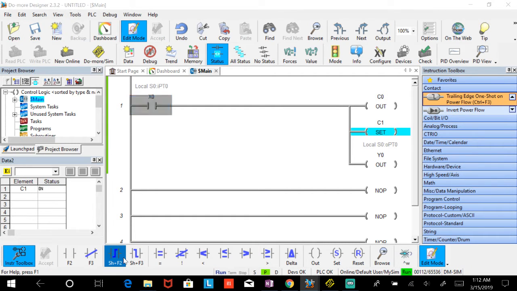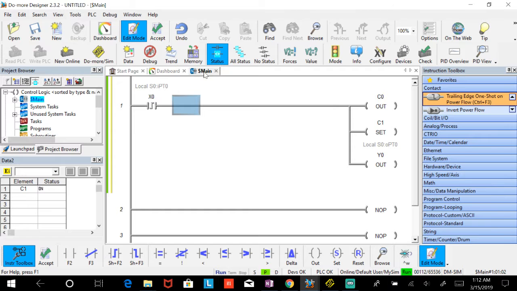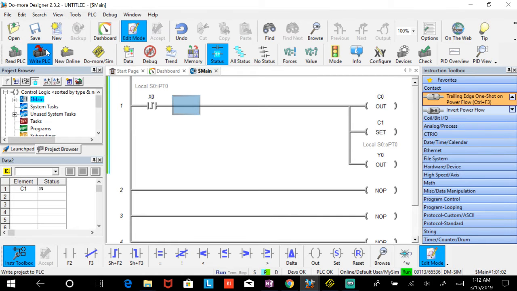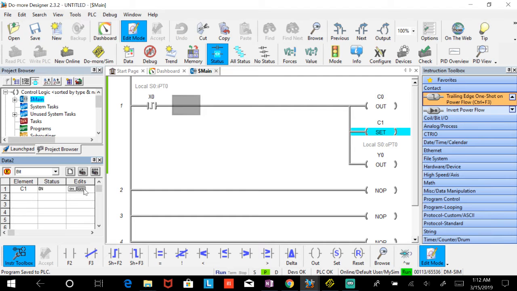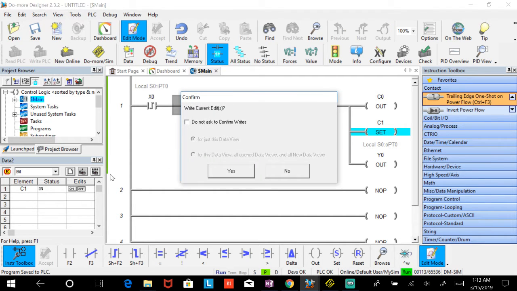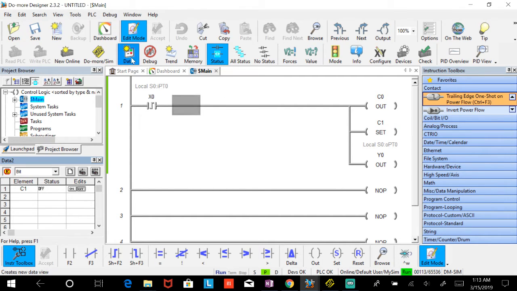So let's use this one. Now we're going to go through this. I'm going to have to turn that off. Okay, I turned it off. I had to force it off.